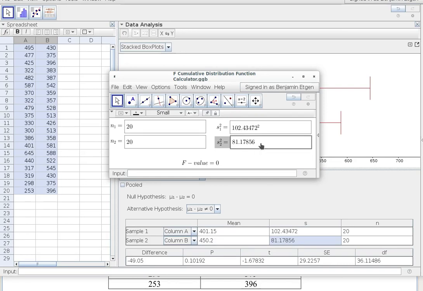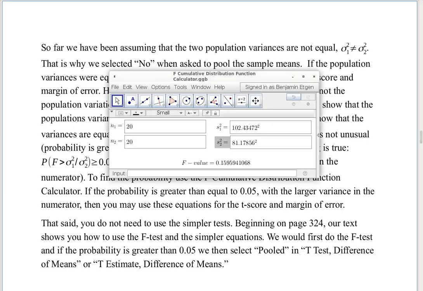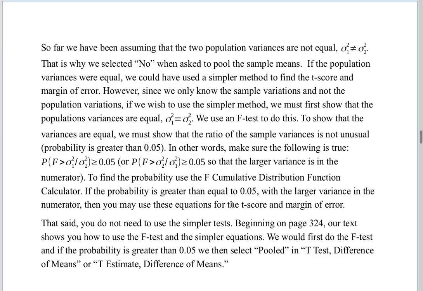81.17856. We need to square that to get variance. And it looks like our F value is approximately 16%. Let's go back to the workbook, and we can remind ourselves that what we're looking for is whether the probability that that F test is at least as strong as 5%, that is greater than 5%. And it looks like we've got about 16%, and that means that we can use the simpler test.